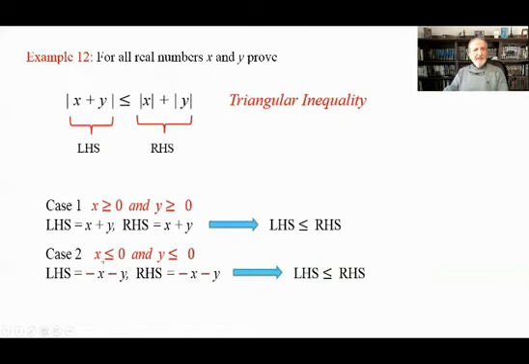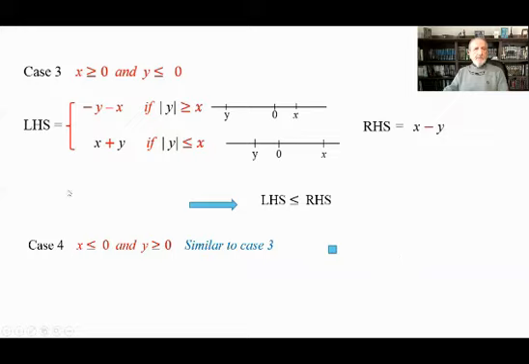Now, if both are negative, then the left-hand side will be minus x minus y, and the right-hand side will be minus x minus y. They're equal, and there's no problem. Now, if x is positive and y is negative, so you have this situation right here, x is here and y is here, or you can have something like this, x is here and y is here.